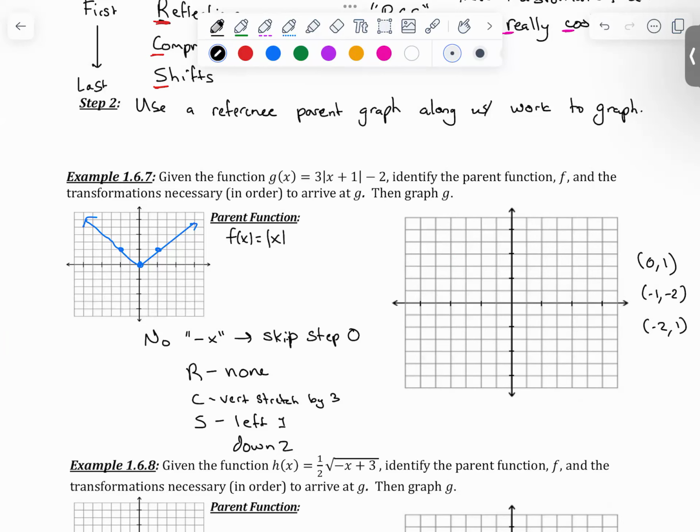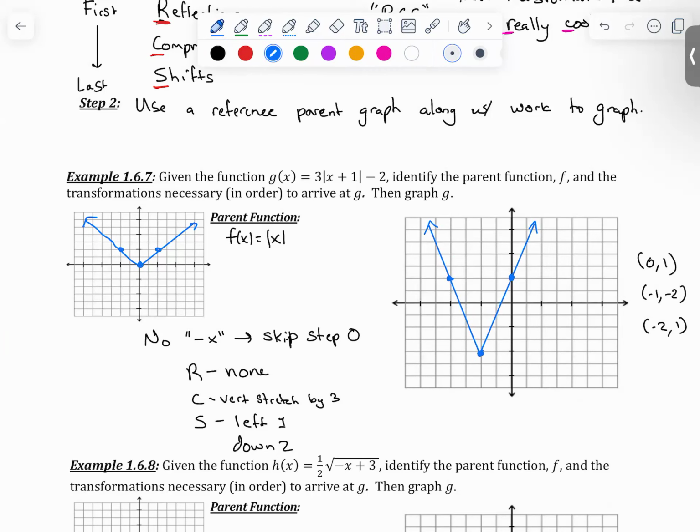And so now I can plot those values. So (0, 1), (-1, -2) right there, and then (-2, 1) right there. And then we continue that V shape. And that's the graph of your function.